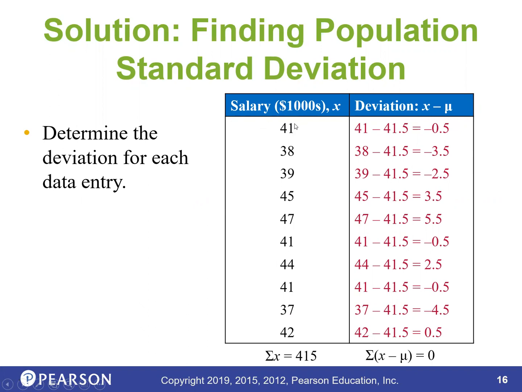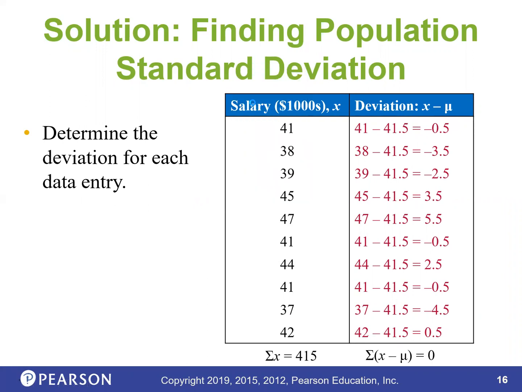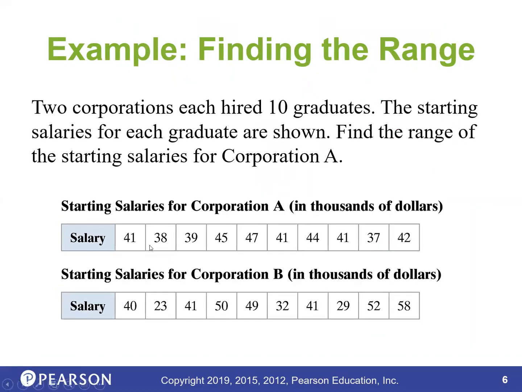So if we can make a table of salaries. So salaries, I just want to make sure this is the one I'm talking about. This is the one. We're going to go back to the data again. 41, 38, 39, 54, 45, sorry, 47, 51, 1, 2, 3, 4, 5, 6, 7, 8, 10.